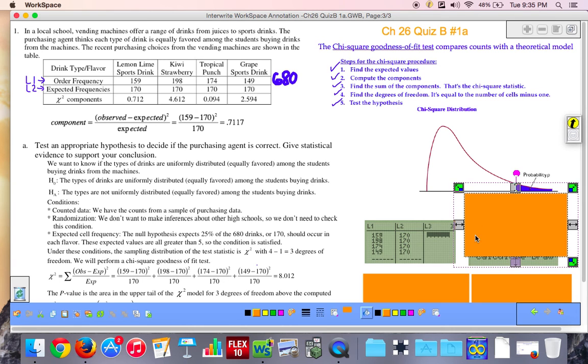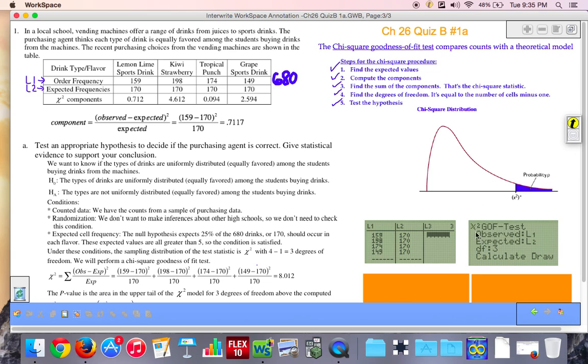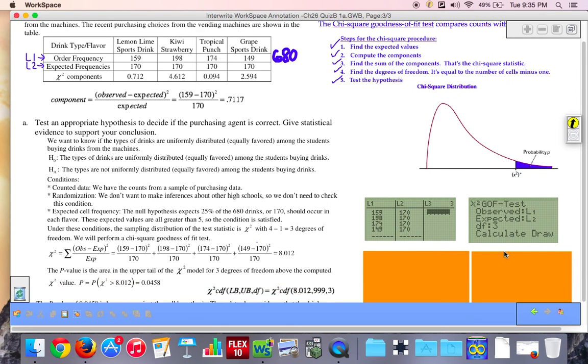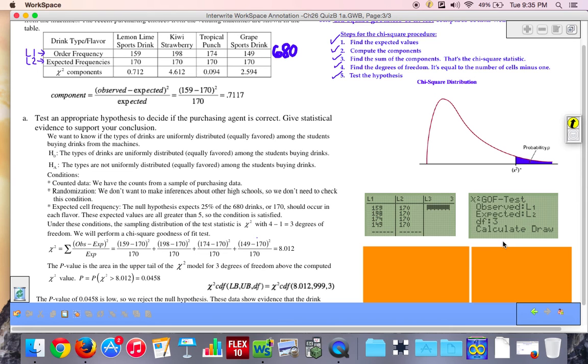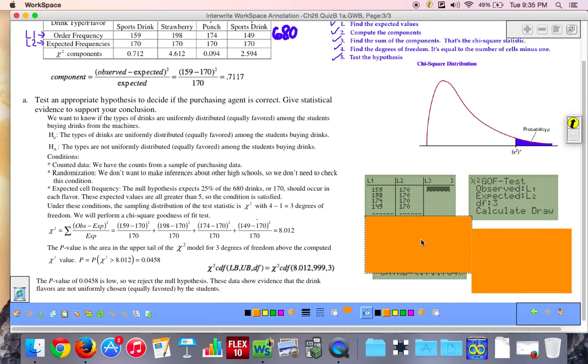your screen should look like this. Okay, the chi-square GOF test. Our observed statistic is in fact in list 1. These are our observed values. Our expected statistic is in list 2. The degrees of freedom is n-1, where n represents the number of cells. And we're going to hit calculate. Okay, so hit enter. And our screen should now look like this.